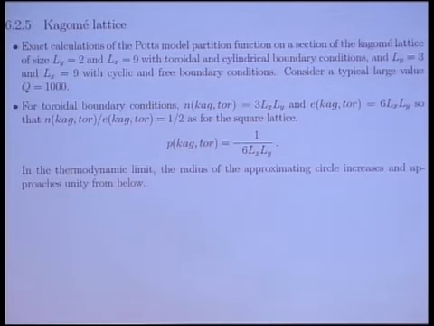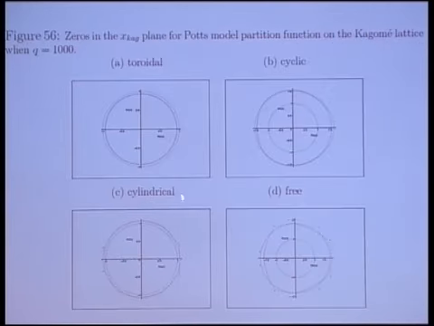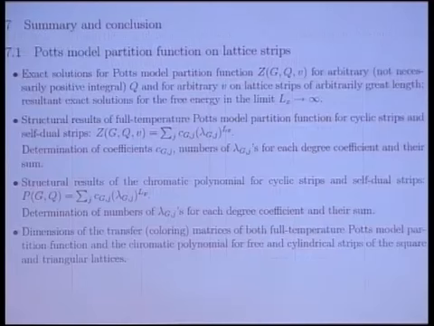We can do the same thing for the conglomerate, and there is no shift; the zeros accumulate on a circle when Q is very large. Okay, so I think I will just stop here. Thank you very much for your attention.